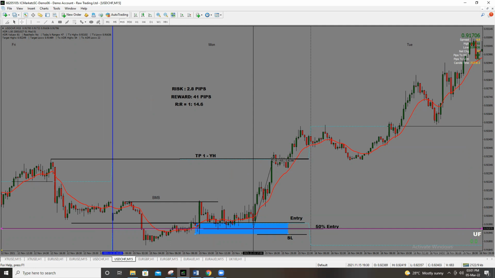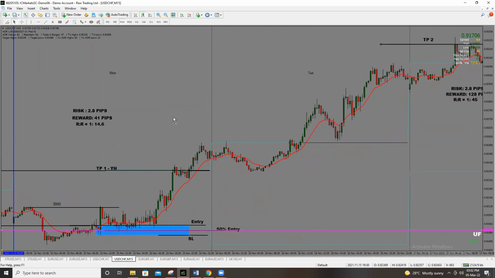So I've already given you here. The risk, you're risking 2.8 pips. The reward, you're expecting TP1 to give you 41 pips. What is the risk reward ratio? If you divide 41 by 2.8, it's 1:14.6, which is good for a day, right? That is good for a day.